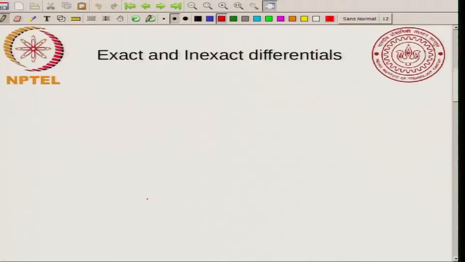So just to remind ourselves about exact and inexact differentials, we said that we can write our first order differential equation as M times dx plus N times dy equal to 0, where M and N are functions of x and y. And what we said is that an exact differential implies ∂M/∂y equal to ∂N/∂x. Then you say it is exact.